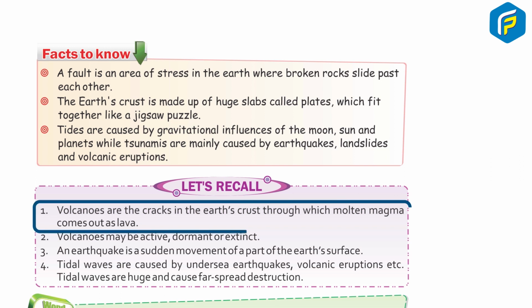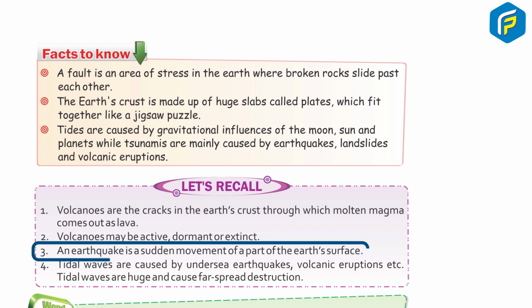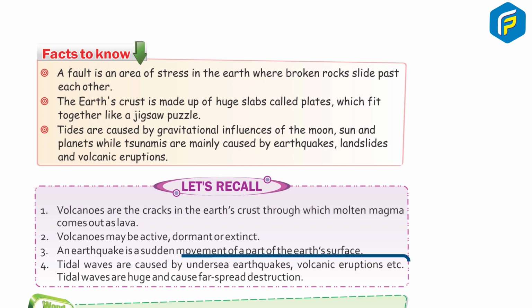1. Volcanoes are the cracks in the earth's crust through which molten magma comes out as lava. 2. Volcanoes may be active, dormant or extinct. 3. An earthquake is a sudden movement of a part of the earth's surface. 4. Tidal waves are caused by undersea earthquakes, volcanic eruptions, etc. Tidal waves are huge and cause far spread destruction.